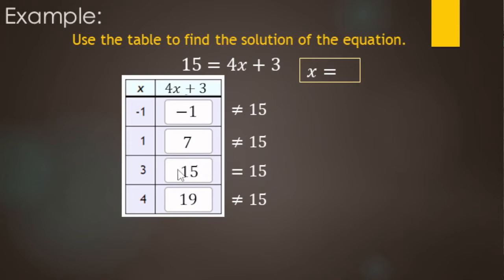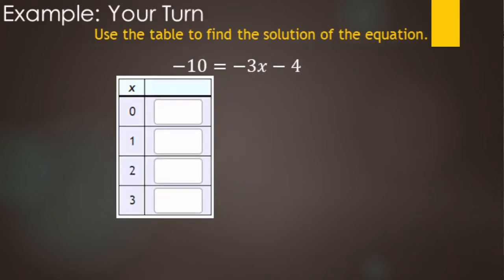Our solution is the x. So that's going to be the 3 here is our solution. So a common mistake is you find 15, oh, 15 is the answer. No. We need to look here at our x because we're looking for the value for x that makes this true statement here.